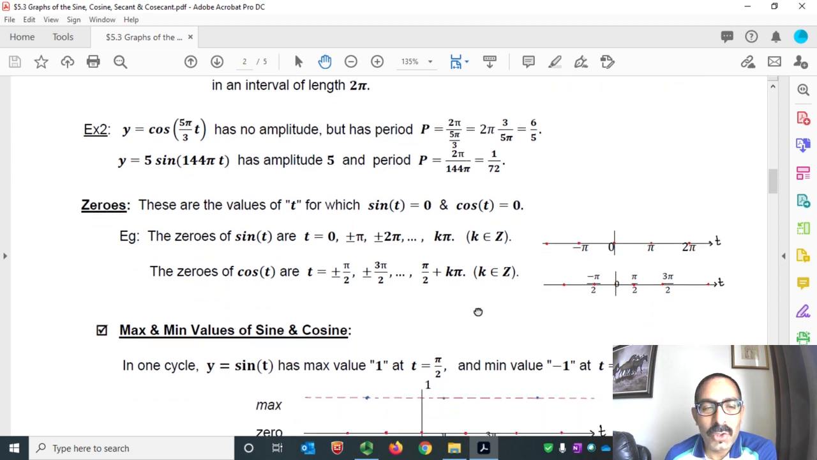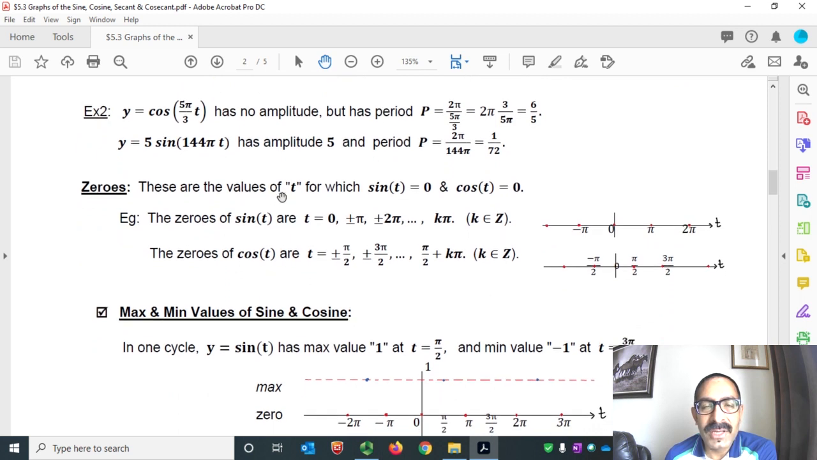Next, let's talk about zeros. Zeros are the values of t for which sine of t equals 0 and cosine of t equals 0. So the zeros of sine t are at t equals 0, at t equals plus minus pi, at t equals plus minus 2 pi, and in fact the zeros of sine t are at t equals k pi, where k is an integer. So these points are the zeros of the sine curve. When you graph the sine function, these are the places where the sine curve crosses the t-axis.